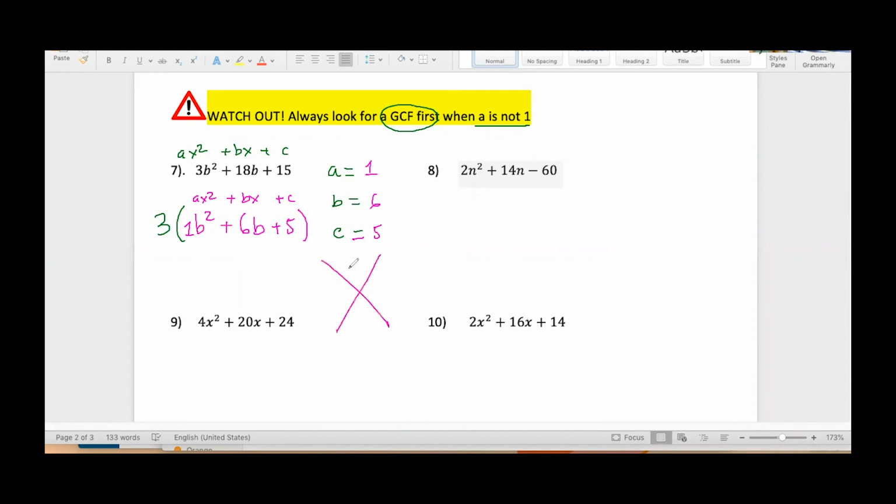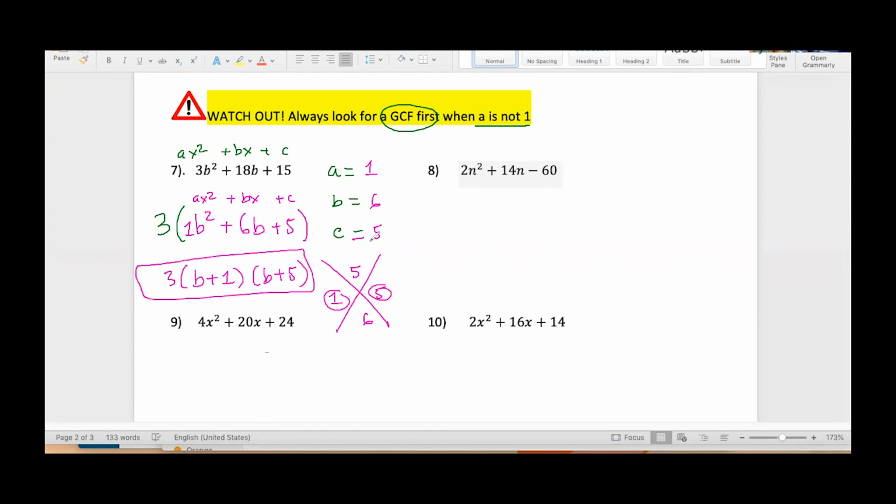So let's give it a try. 1 times 5 gives you 5, and then right here is 6. So what are your factors? 5. Woo, easy. 1 and 5, right? So here 1 times 5 gives you 5, and 1 plus 5 gives you 6. So right here I'm gonna have b plus 1, then b plus 5. Boom. And don't forget there's a 3 in front, so keep that in mind. And that's gonna be our final answer, just like that.